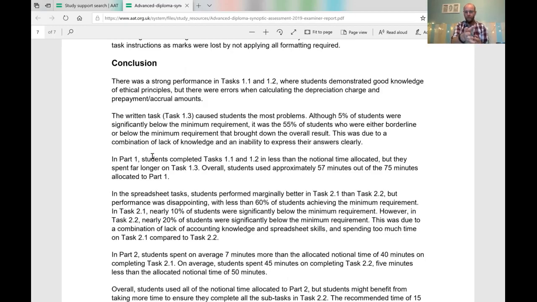So again, it says this brought down the overall result. This was due to a combination of lack of knowledge, but we've dealt with that, haven't we? We've looked at where that lack of knowledge is. So after watching this video, you know exactly where you need to improve on that knowledge, so you're not going to be part of that borderline stat. And the other factor was the inability to express their answers clearly. Now, the only way you're going to get better at expressing your answers clearly is by making sure you're practicing as many of these written tasks as possible.